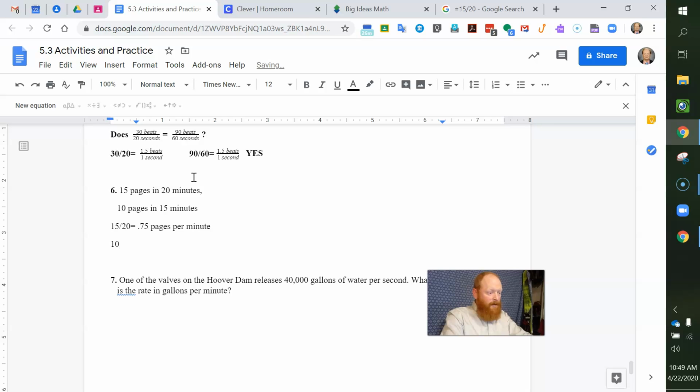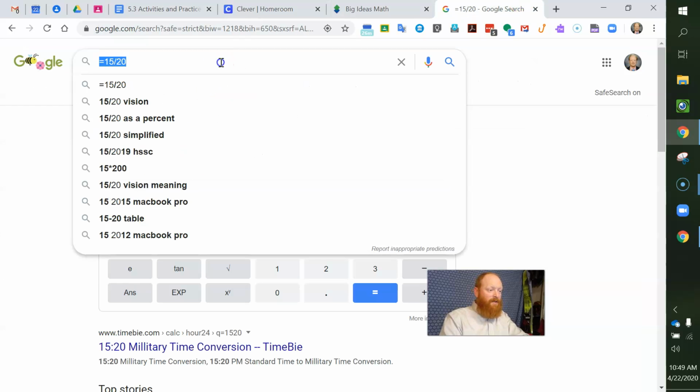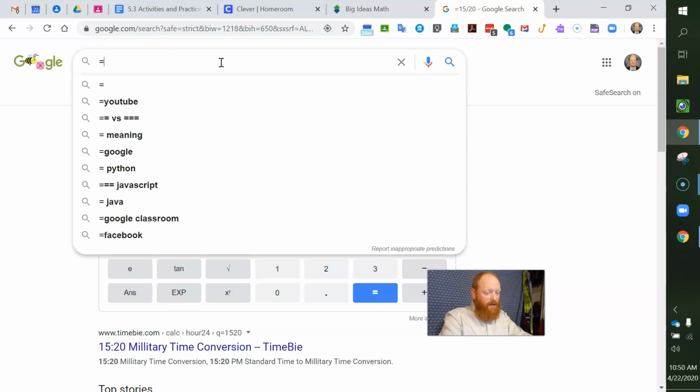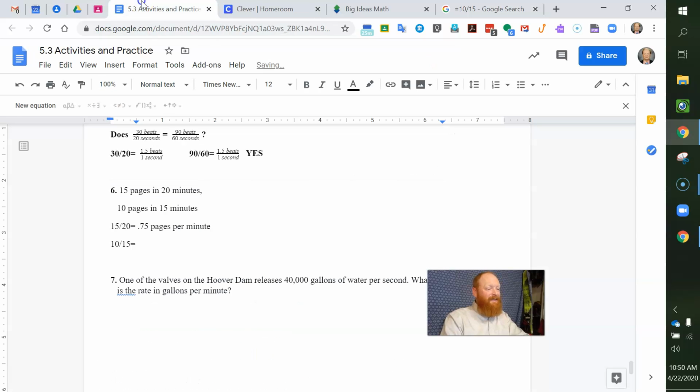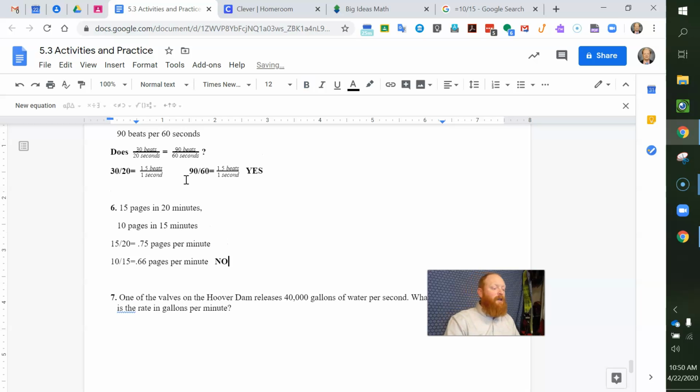And 10 divided by 15 is equal to, the answer is going to be no. I know what it is already. 0.66, yeah, and that's going to be repeating pages per minute. So the answer then is no. Those are not equal.